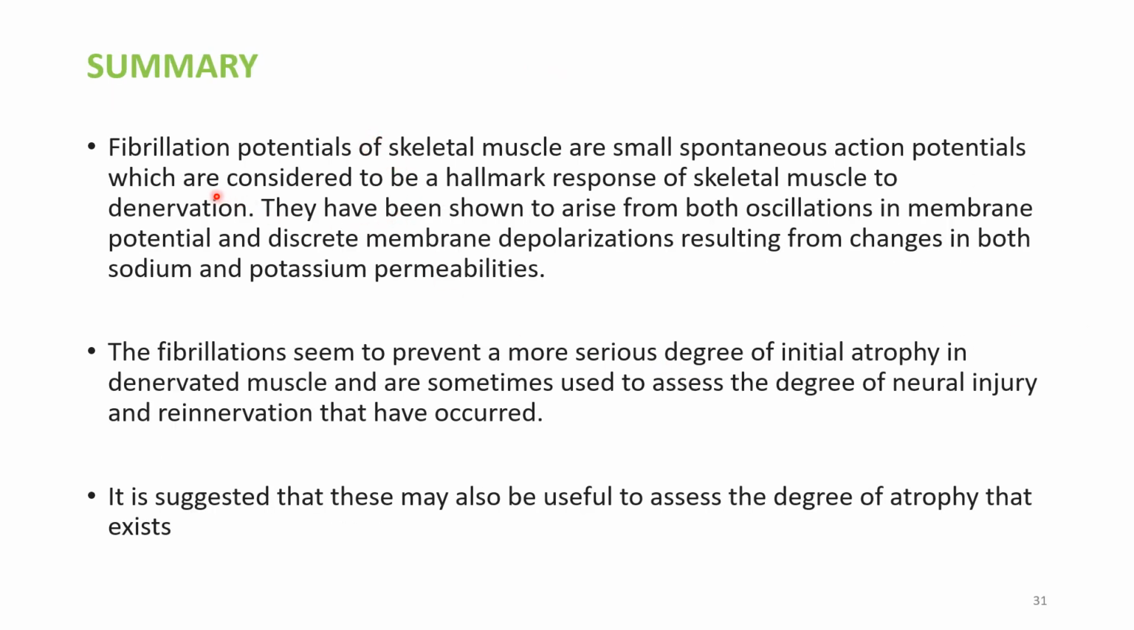Coming to the summary, fibrillation potentials of skeletal muscle are small spontaneous action potentials which are considered to be a hallmark response of skeletal muscle to denervation. They have been shown to arise from both oscillations in the membrane potential and discrete membrane depolarizations resulting from changes in both sodium and potassium permeabilities. The fibrillations seem to prevent a more serious degree of initial atrophy in denervated muscles and are sometimes used to assess the degree of neural injury and reinnervation that have occurred. It is suggested that these may also be useful to assess the degree of atrophy that exists.